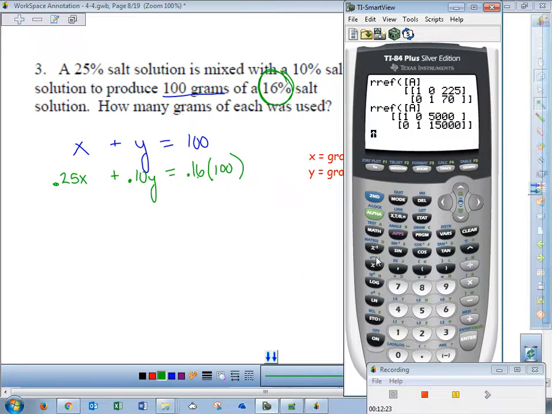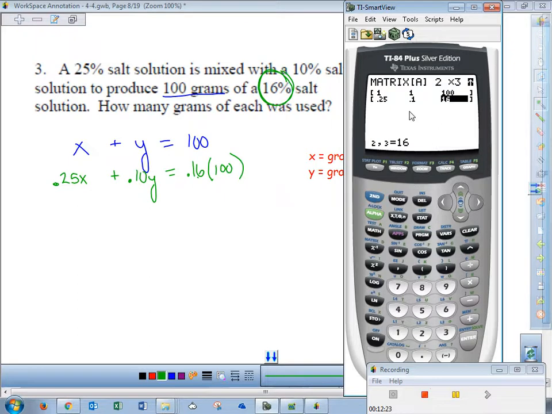Second matrix, scroll over to edit, and I'll let you punch those numbers in on the 2 by 3. So 1, 1, 100, 0.25, boom, 0.10, boom, and 0.16 times 100, which should give you back 16, which is a winner. Then you quit out of it.